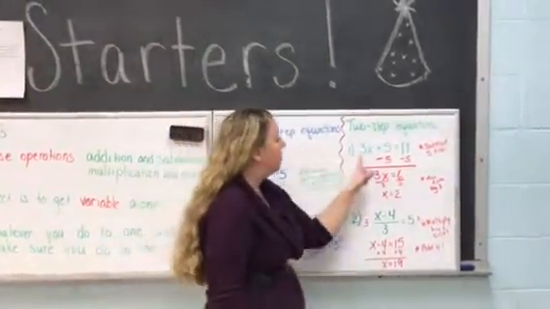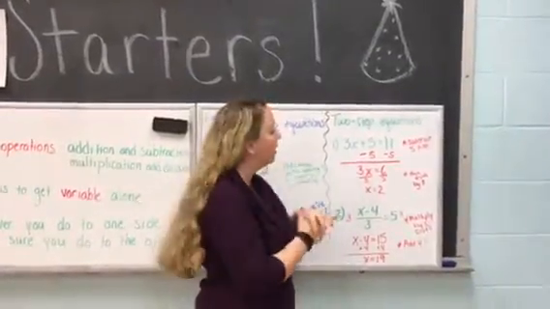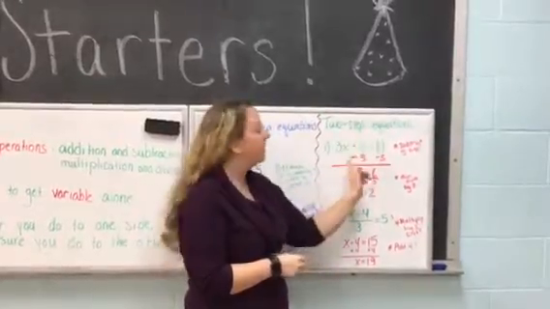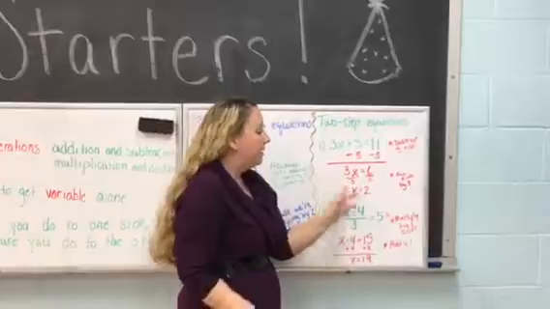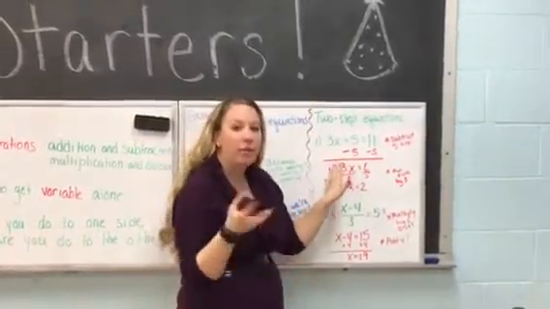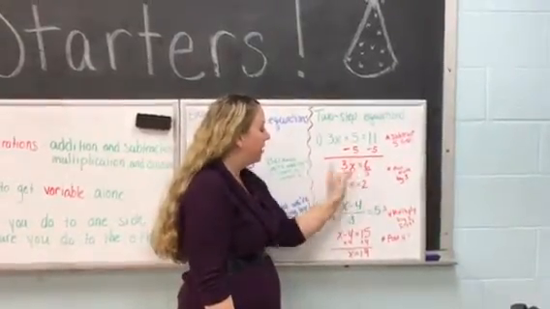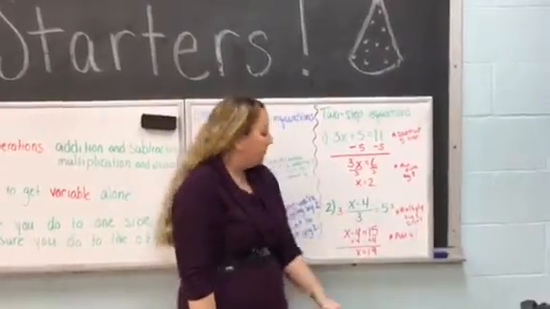Our two-step equations: we have 3x plus 5 equals 11. When you have two-step equations, you want to undo your addition or subtraction first. So I'm going to undo my addition by subtracting 5, and I get 3x equals 6. And then I want to undo my multiplication or division. This time it's multiplication, so I'm going to undo that multiplication by dividing. 3 divided by 3 gives me just x by itself, and 6 divided by 3 is 2.